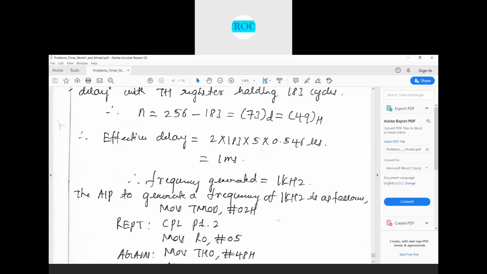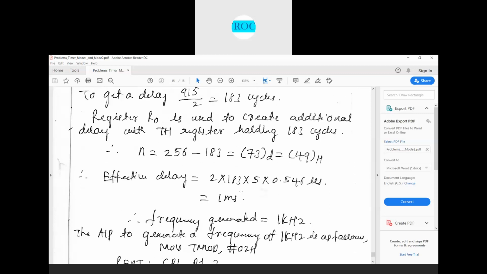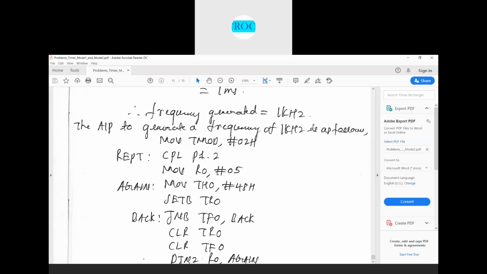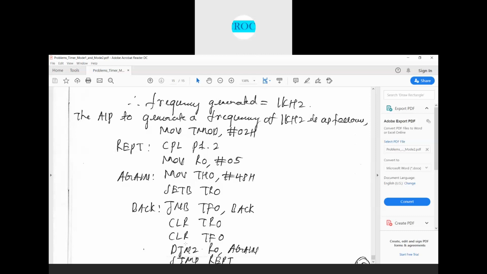In order to repeat this 5 times, make this correction, this is 5 here. I'll use the register R0. MOV R0, #05. MOV TH1, #49H, SETB TR0, JNB TF0, back, CLR TR0, CLR TF0. Again, DJNZ R0, you go back and load that value 49H.